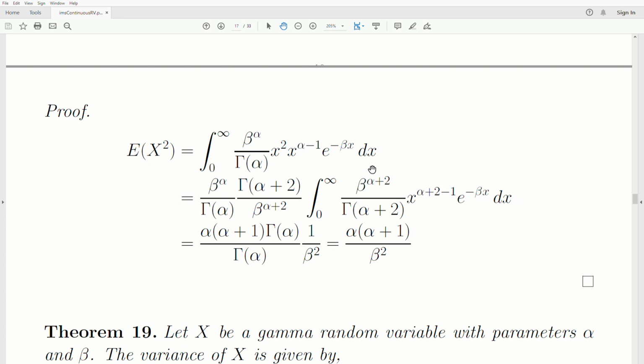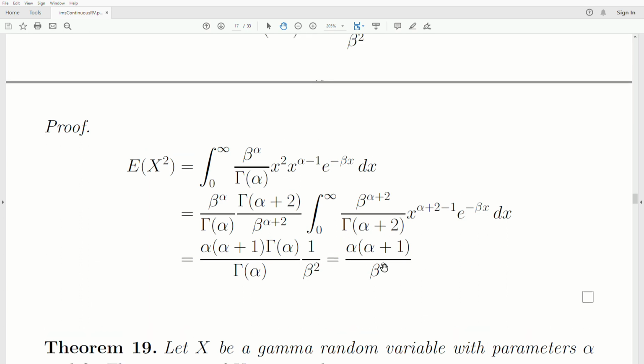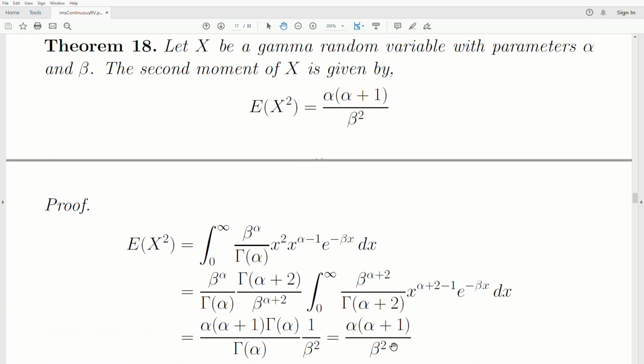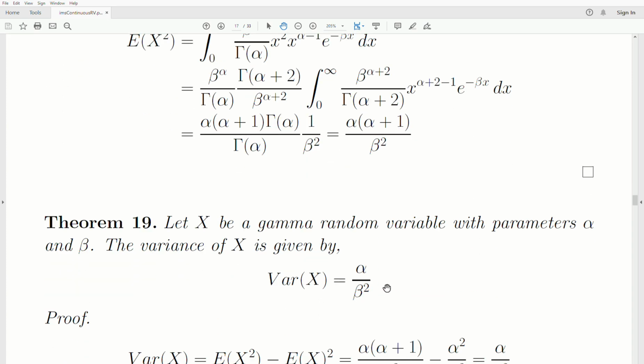Then this piece looks like another gamma distribution with parameters alpha plus 2 and beta. This integrates to 1. We get cancellations on the beta. We use the recursive formula for gamma twice. Gamma of alphas cancel, and we're left with the appropriate equation, which is what we wanted to show.